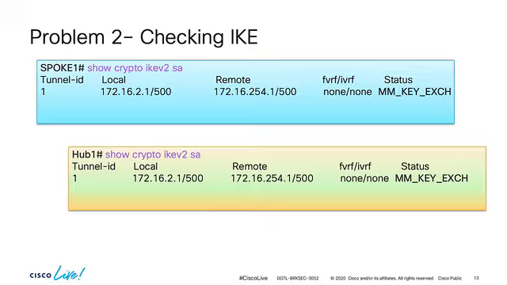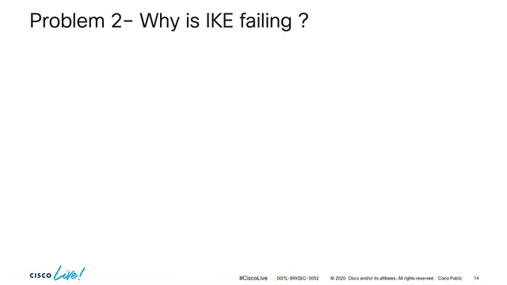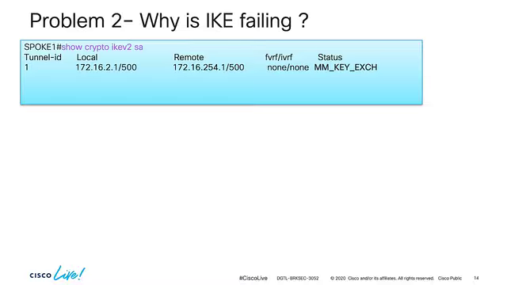And let's take a look at the IKE entry for the hub. Show crypto ISAKMP SA on the hub also has a status of key exchange. There's definitely a problem with IKE, because it's not just coming up, it seems to be stuck in the key exchange. So why is IKE failing? You want to make sure that you figure out why exactly IKE is failing.